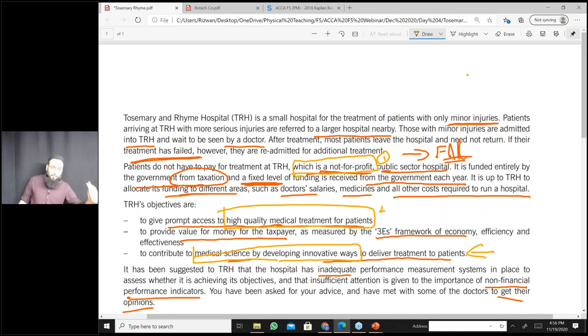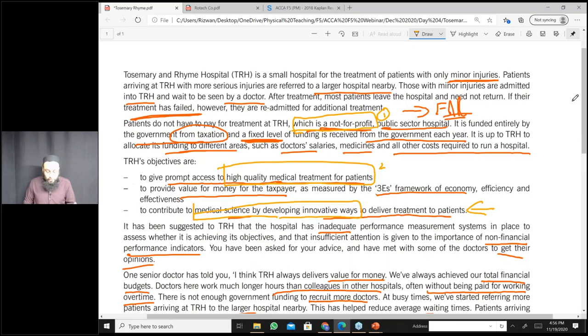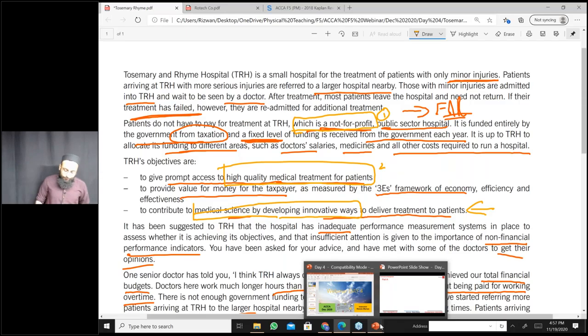Because it is a not-for-profit organization, it has multiple objectives, and this means it needs to focus more towards non-financial. Plus, their objective has stated themselves that they want to provide high quality treatment, they want to innovate as well. So for all these, it is very clear that the focus should be on non-financials, and you can't just focus on financials. Okay, so let's go to the answer area and let's see.